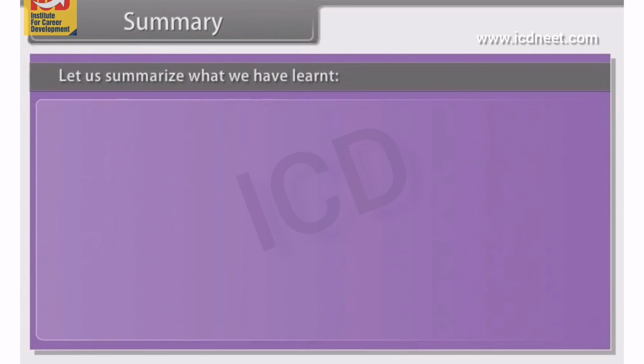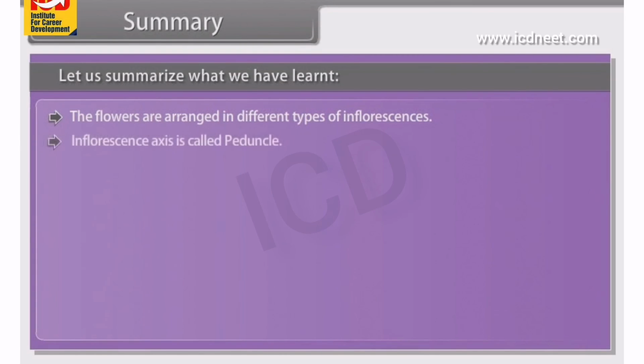Summary. Let us summarize what we have learned. The flowers are arranged in different types of inflorescences. Inflorescence axis is called peduncle. Edible part of cauliflower is inflorescence.